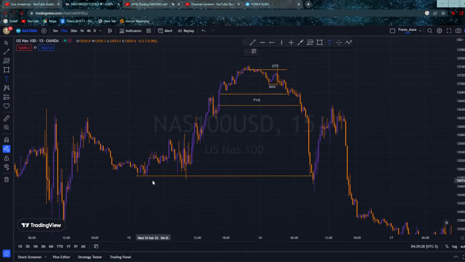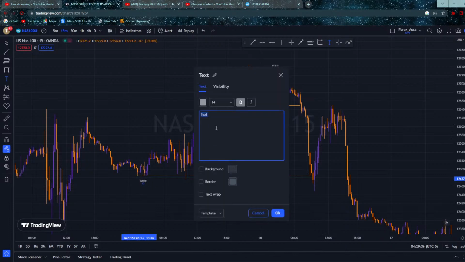Check this out. We have a very nice reaction here, right? We have a very nice reaction here, but after hitting this area, sell stops. Did I call it sell stops or relative equal lows? I don't know which one to call it, but either one.